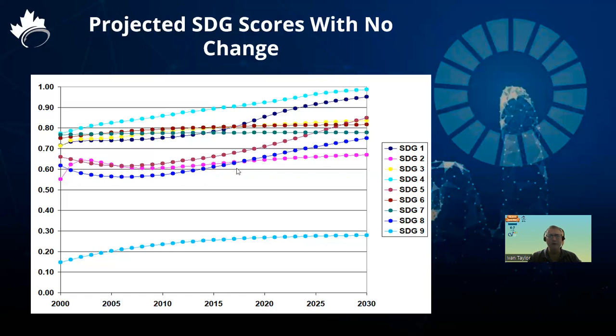So we feel that this is a good technique for looking at projections into the future. Notice here that SDG 9, which is industry, innovation, and infrastructure, is the lowest performing SDG for Colombia of the first 9 SDGs.